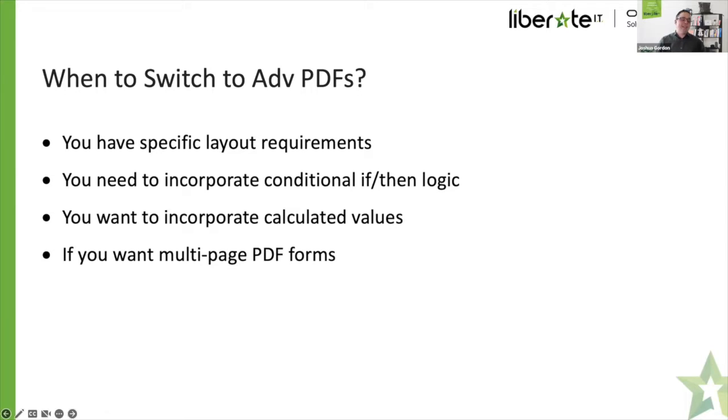If you want to incorporate calculated values within your form itself as well, you can do that in an advanced PDF form, not in standard. There is a way around this, obviously, if you create a custom field within the record itself, but advanced PDFs means you don't have to create that extra field. It's not going to clog your form up. It's really neat, and you can do some fantastic formulas there as well. And if you want multi-page PDF forms, say you've got terms and conditions that you want to attach to an invoice or a sales order confirmation, you can only do that in an advanced PDF.